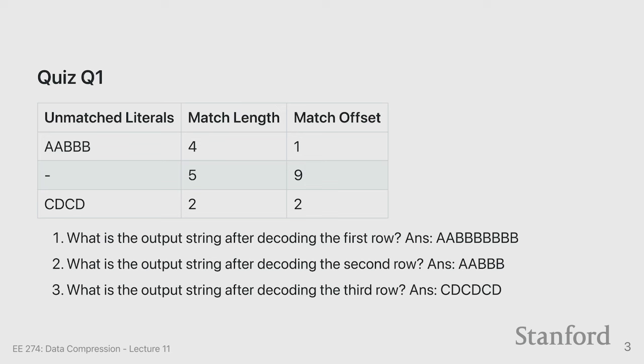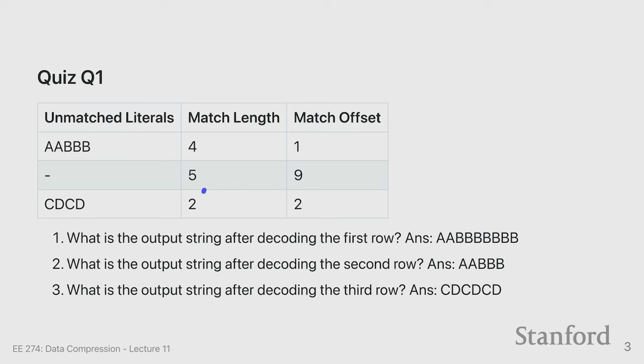Last time, we learned about LZ77. In quiz question one, you were given this decoding table and were asked basically to decode using this decoding table. I think the question was really straightforward. For the first part, you have match offset 1, so that's B, and then you have match length 4, so you are going to output 4 extra Bs. So you have A triple B and then 4 extra Bs, right?